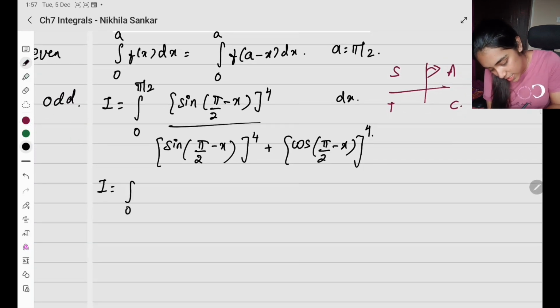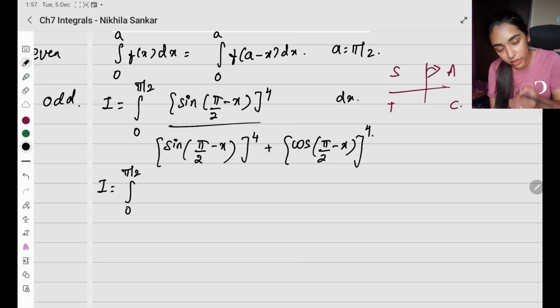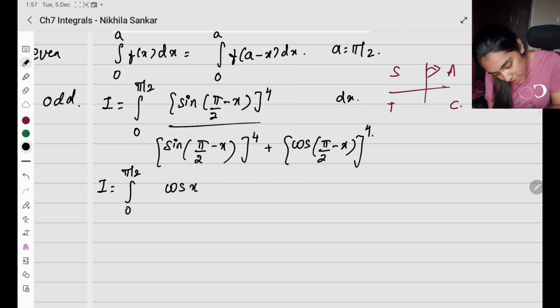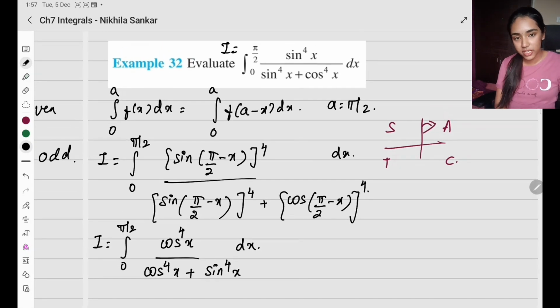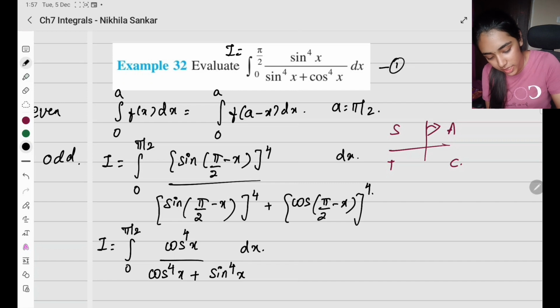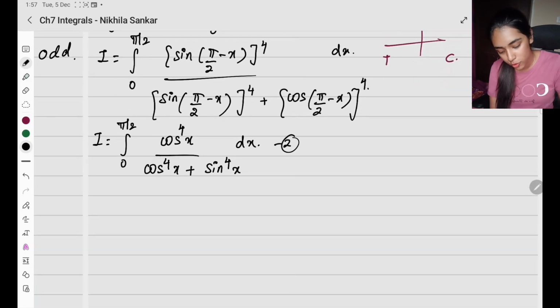So everything is positive, no negative signs. So I have I equals 0 to pi by 2. Sin of pi by 2 minus x is going to be cos x to the power 4 divided by, in the same way, cos power 4x plus cos of pi by 2 minus x is going to be plus sin power 4x times dx. So I have two different I's. I'm going to add the two I's. So this is equation 1 and this is equation 2. I'm going to do 1 plus 2.